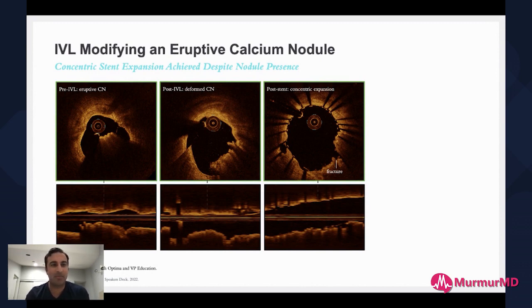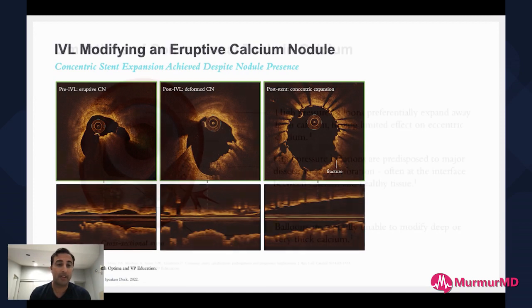So again, intravascular lithotripsy, modifying this eruptive calcium nodule. Here's a nice example of this. This eruptive calcium nodule, here's what I call the Rolex crown, protruding into the vessel. But after IVL, it looks like it's crushed, pushed back, and deformed. And then this shows some nice concentric circular expansion of a stent after IVL therapy.